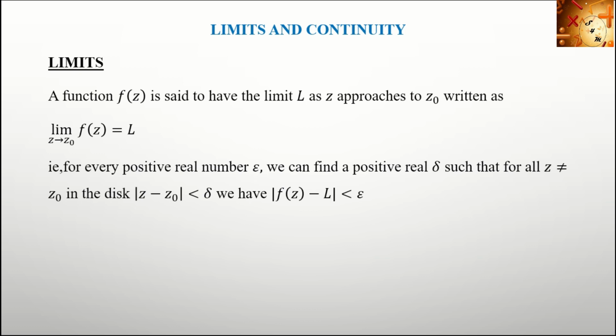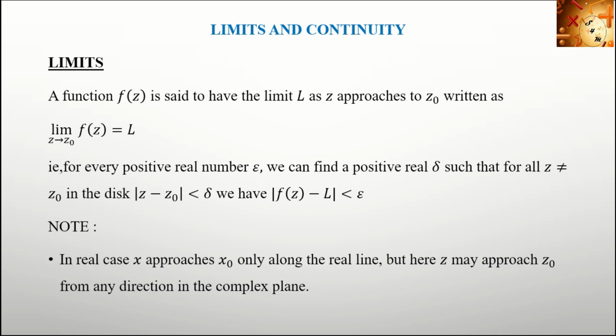That is, for every positive real number epsilon, we can find a positive real delta such that for all z not equal to z0 in the disk mod z minus z0 less than delta, we have mod f of z minus L less than epsilon. This is the formal definition of limit. That is, as z approaches z0, f of z tends to capital L.